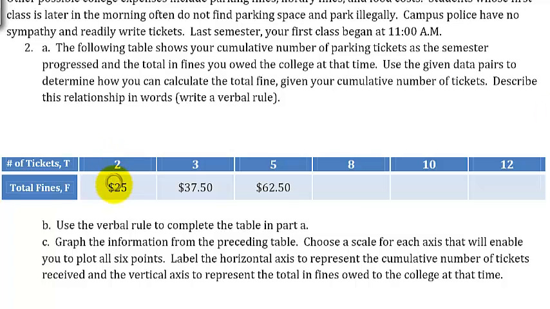So when we had 2 tickets, the total cost was $25. And when we got 3 tickets, it was $37.50. 5 tickets was $62.50, and we need to figure out 8, 10, and 12. Why don't we describe this relationship in words? So write our verbal rule.